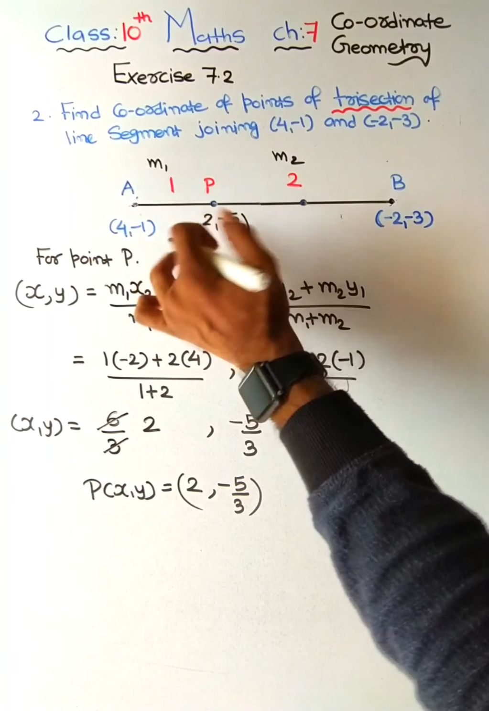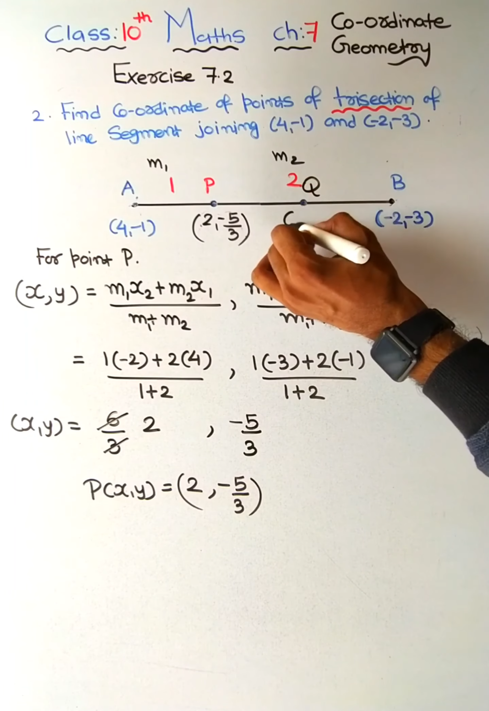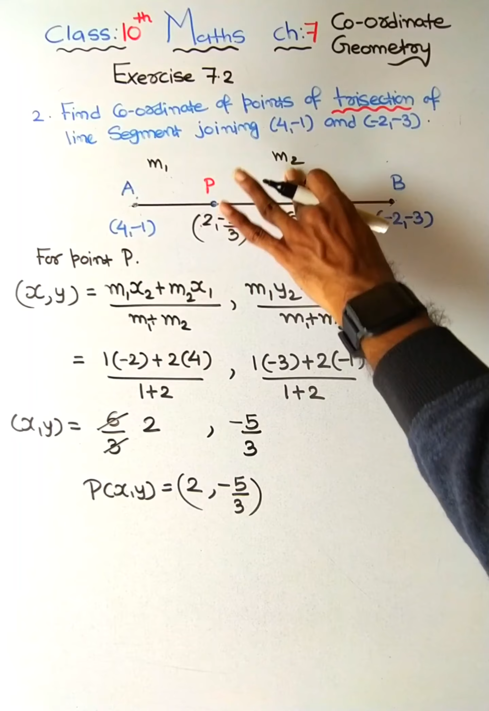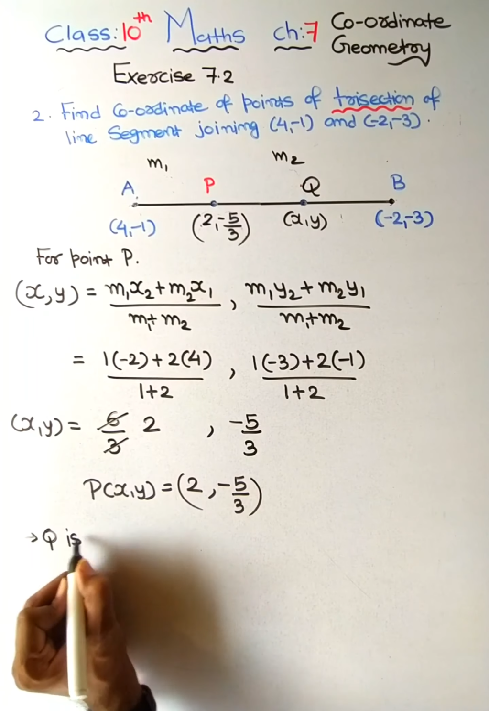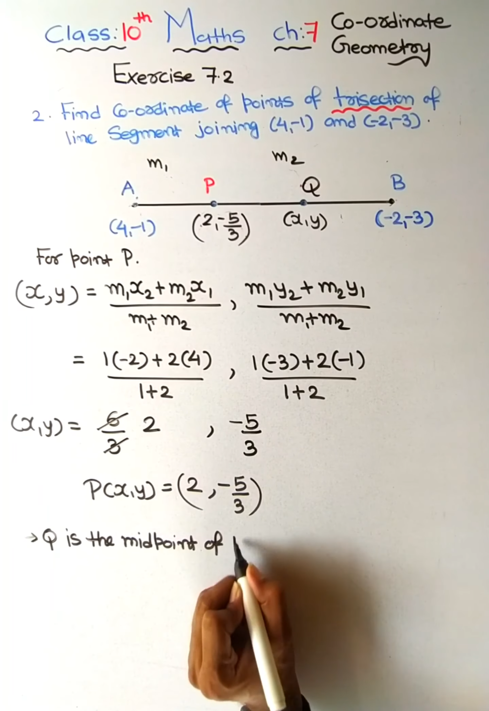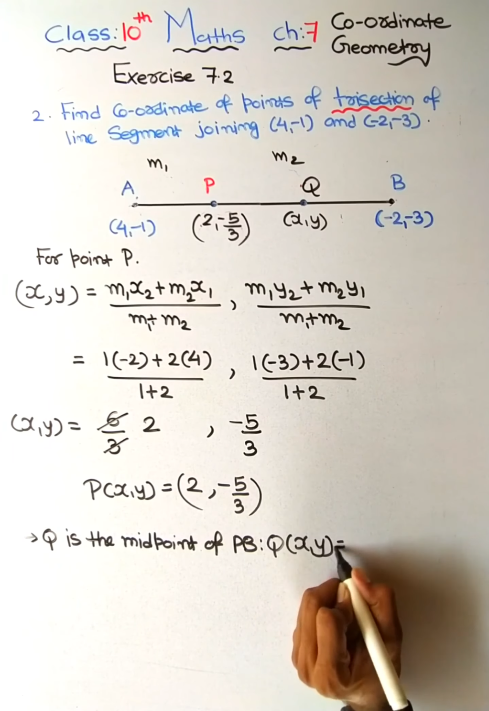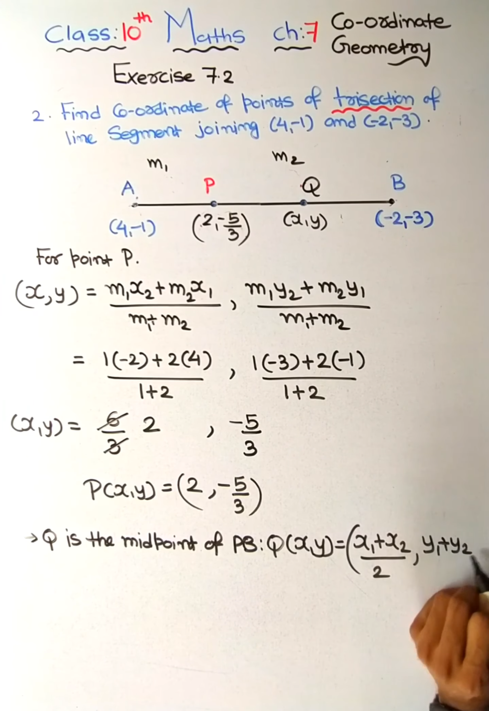Now you see very carefully, you need not repeat the same thing for point Q, because if you apply your common sense, Q is the midpoint of P and B. So here we will apply the midpoint formula for Q. Right now we don't need this, only focus on P and B. So write down over here: as Q is the midpoint of PB, we will have Q x, y as x1 plus x2 by 2, y1 plus y2 by 2.